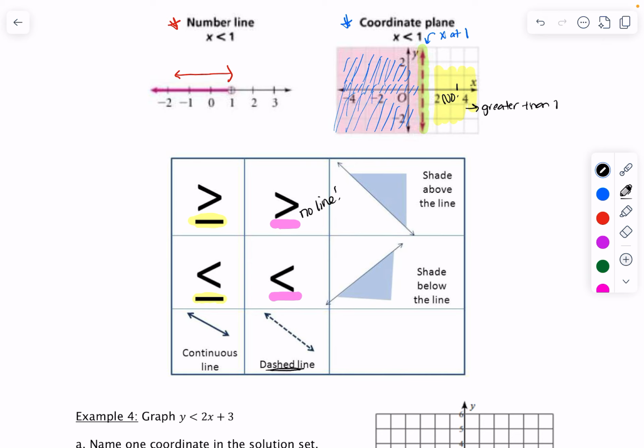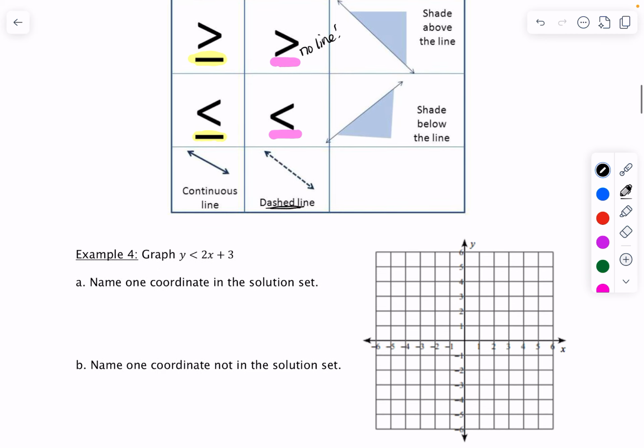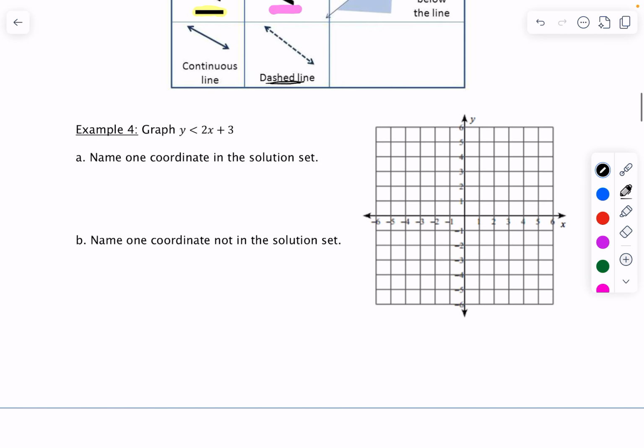So this is your little chart to help you remember, and as you practice, it will become easier when you get used to it. So let's look at the next example to show how we're going to use this. Example 4 says graph y is less than 2x plus 3. So remembering that this is like y equals mx plus b, we're going to graph it just like y equals mx plus b. The 2 here is my slope, and the 3 is my y-intercept.